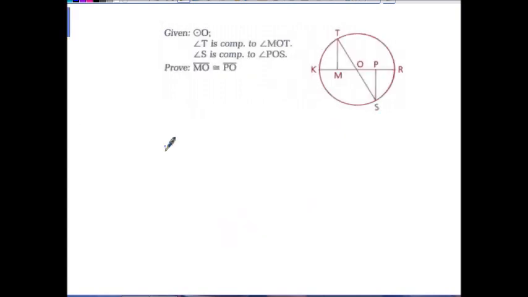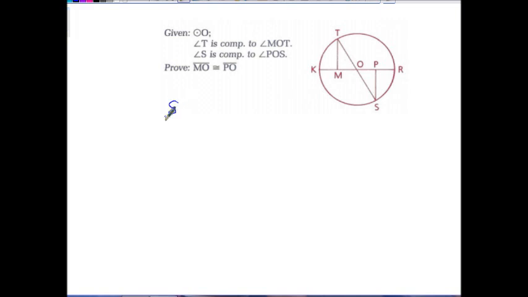Now it's your turn to try one. We're given circle O. We're also given that T is complementary to MOT and S is complementary to POS. We're going to prove that MO is congruent to PO. Let's press pause and let's see what you can do.